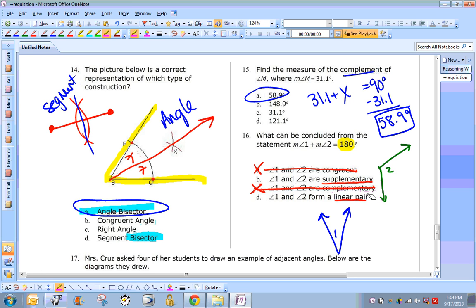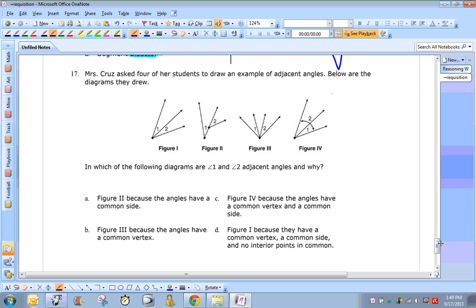Because guess what? Over here, if I put some values and I say this is 100 degrees and this one over here is 40 degrees, 80 degrees, guess what? 100 plus 80 equals 180. Those are supplementary, this guy and this guy, even though they're not a linear pair. So, not necessarily D.